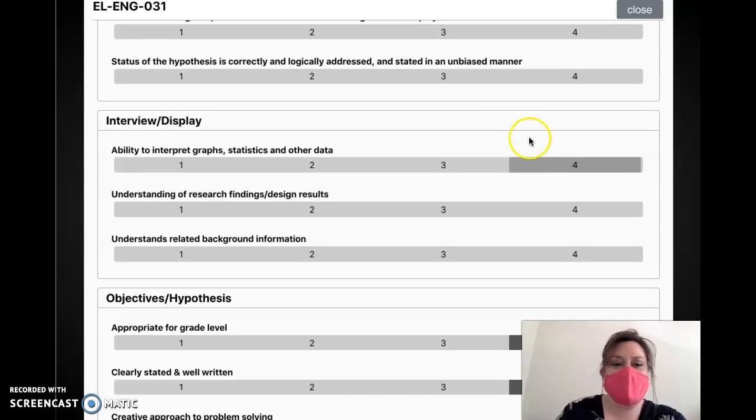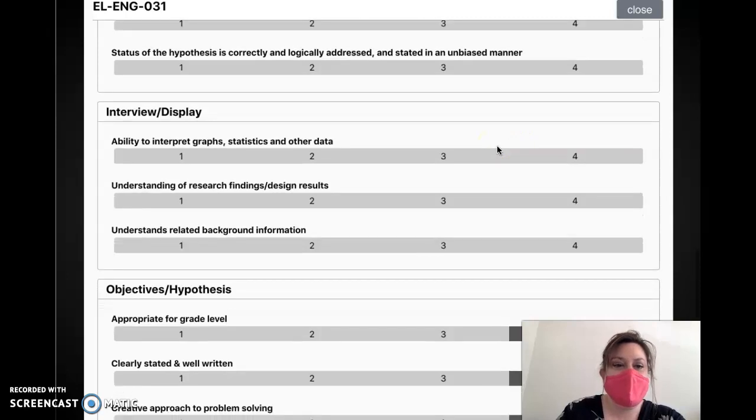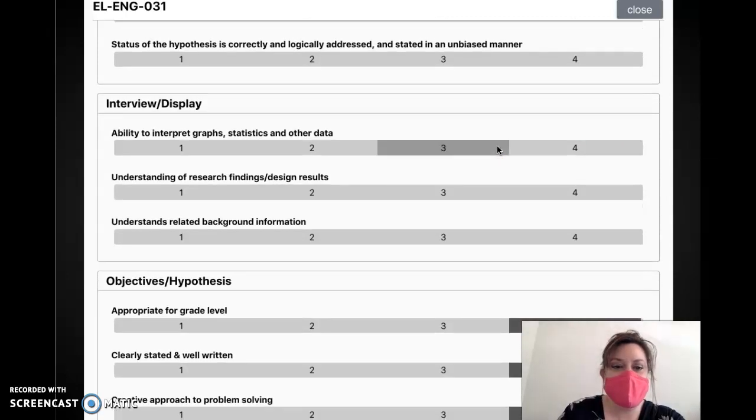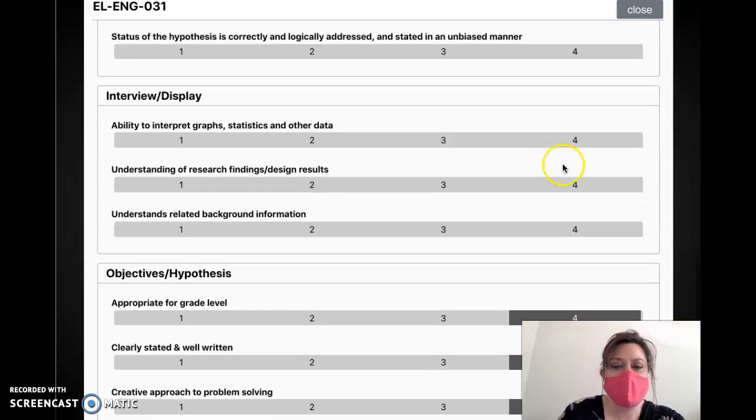Then going to the next piece, we want to make sure that they were able to collect their data and interpret their data in an appropriate manner, that they understand the research findings, and that they understand the background information that they researched.